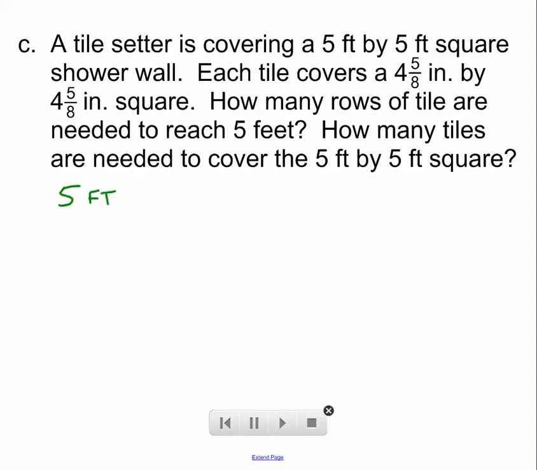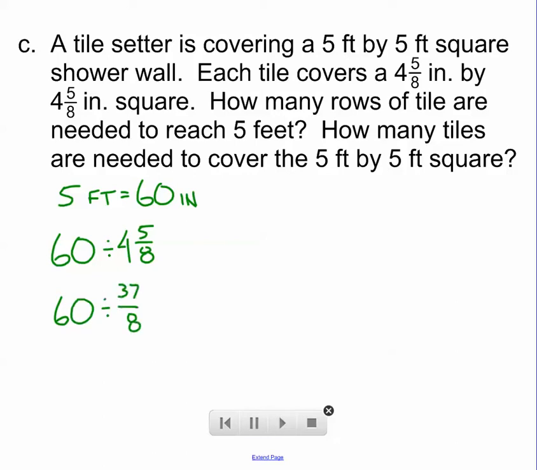Well, first of all, since the tiles are in inches, let's convert the square that we're covering into inches. And then we're going to divide that 60 inches by 4 5/8 to find out how many rows of tiles we need. Okay. Well, just like with multiplication, in division we can't do mixed numbers. We're going to turn that into an improper fraction. 8 times 4 is 32, plus the 5 is 37, so 37/8. And then just like we did in the previous lesson, instead of dividing by a number, we're going to multiply by its reciprocal.